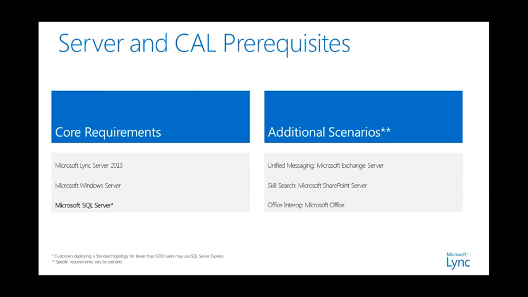Some additional scenarios: if you're going to be using it for unified messaging, then you'll need obviously Microsoft Exchange Server licensed as well and installed. If you're going to be using the skill search functionality, then that actually connects through to Microsoft SharePoint Server. And if you want the interoperability with Microsoft Office, then you're actually going to need Microsoft Office itself.